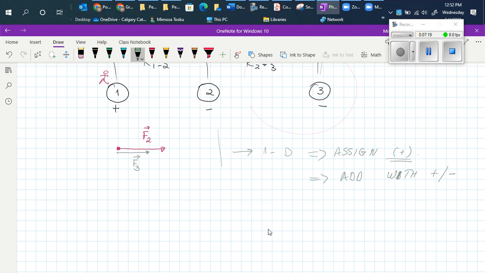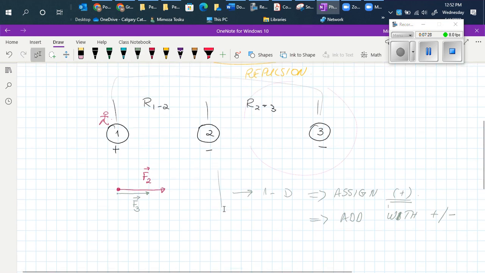The magnitude of those forces is found using Coulomb's law, kQ1Q2 over r squared. Keep in mind that in this case, when you are calculating the radius or the distance between 1 and 3, you will add those two distances together.